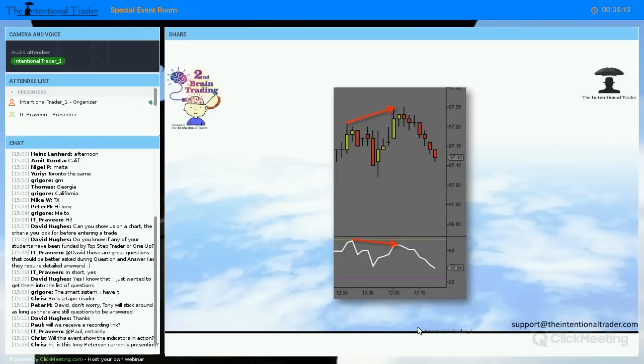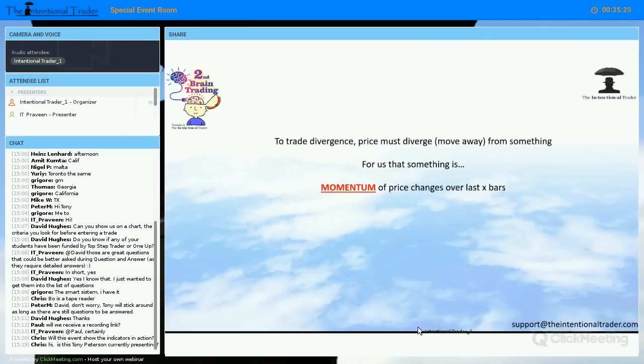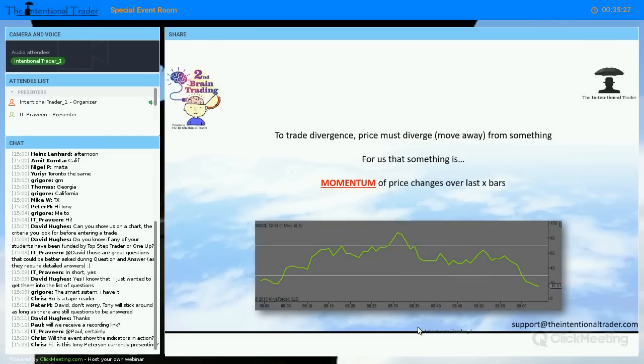You kind of almost have to see it to trade it. And there's so many other things to be looking at and thinking about while you're trading. Divergence is one of those things that can easily slip by you. Okay? So let's look at how this is calculated.